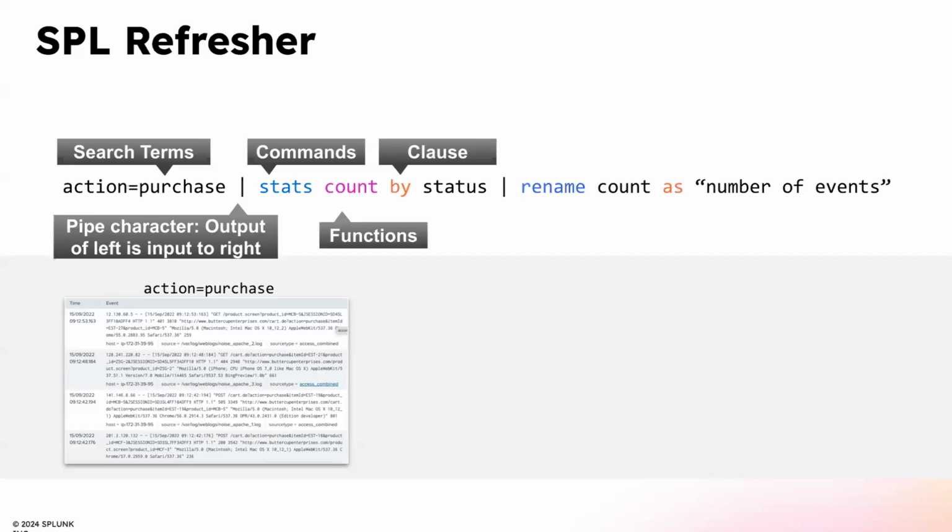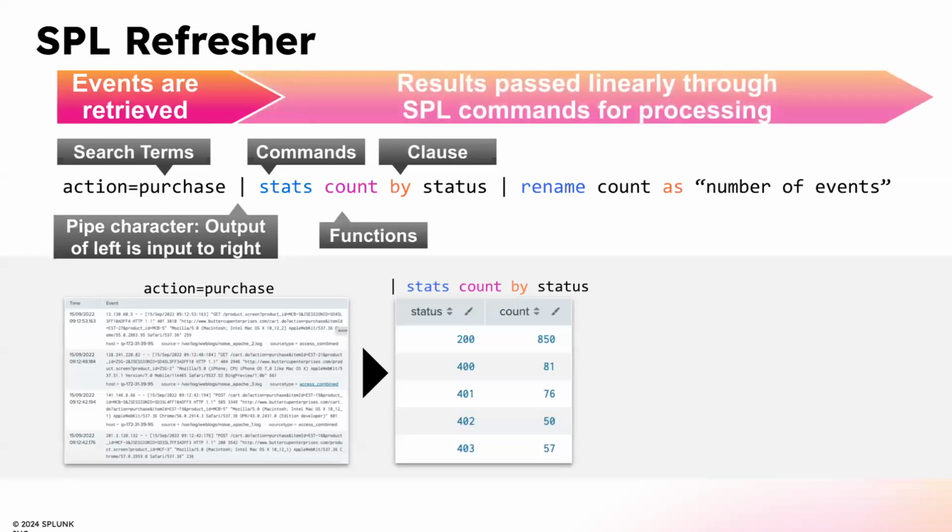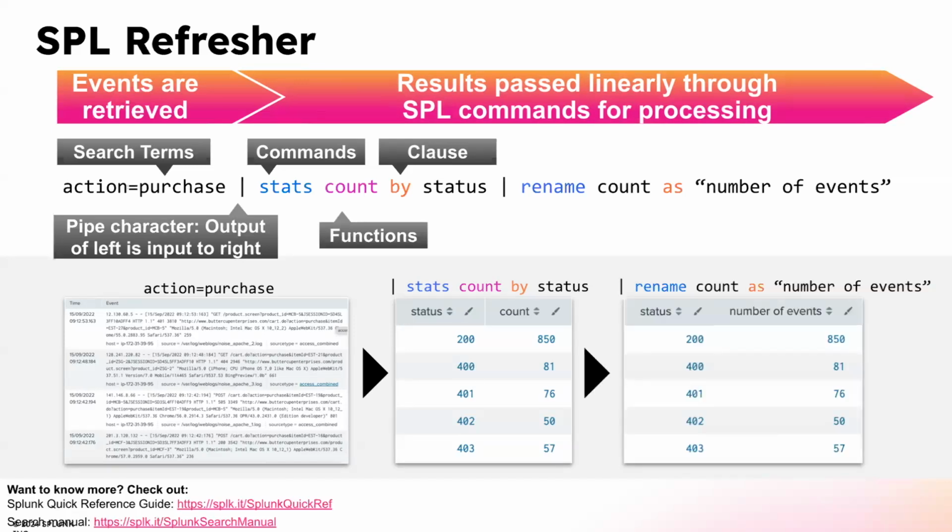In other words, SPL works from the top down. You always want to define what and where you're searching for in your first line, and then subsequent lines will most likely have transforming commands to help manipulate your data. So this example on the screen, we're looking at events where the action equals purchase, then piping that into the stats command, which we'll talk about in just a minute. But we'll be counting the returned events by status code. And finally, we are renaming our count field to number of events, making it easier for the layperson to understand our table.